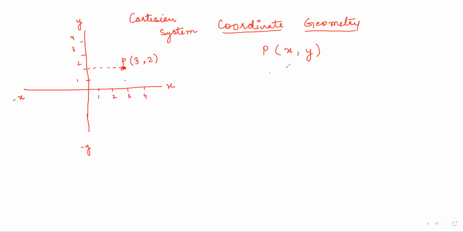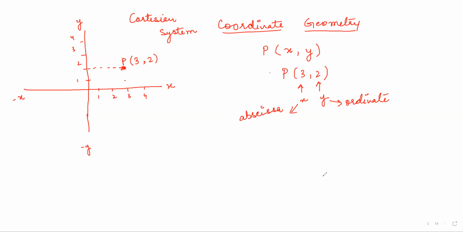Understood? Yes, ma'am. Okay, so if the point 3 and 2 is written, that means this 3 is your x coordinate and the 2 is your y coordinate. This x coordinate is also called abscissa sometimes, and this y coordinate is also called ordinate. So this much you already know. This much was the recap from class 9th.